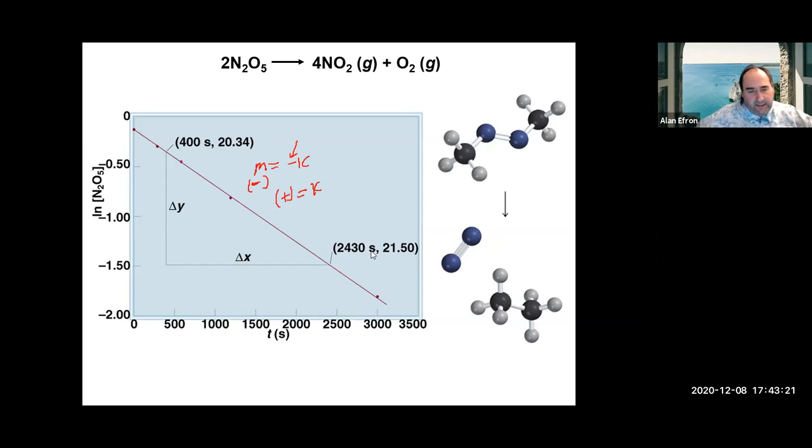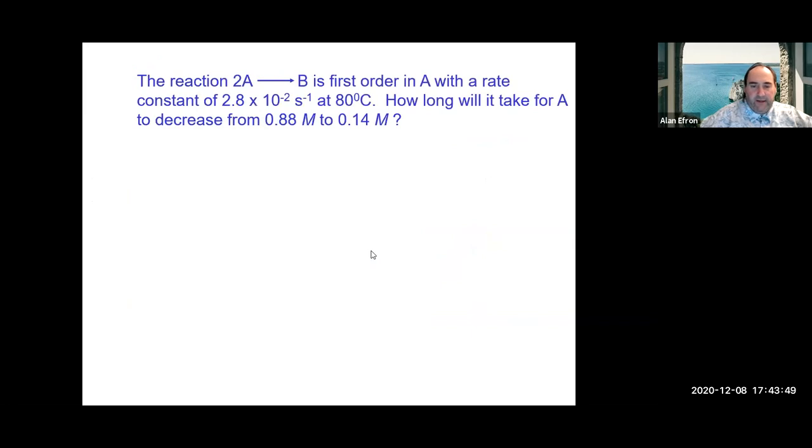And this equation comes from rearranging that first order equation like so. It's basically that equation in the form of a straight line, y equals mx plus b. Y is the natural log of A, x is the time, and the slope is negative k in this particular case. Any questions on that?